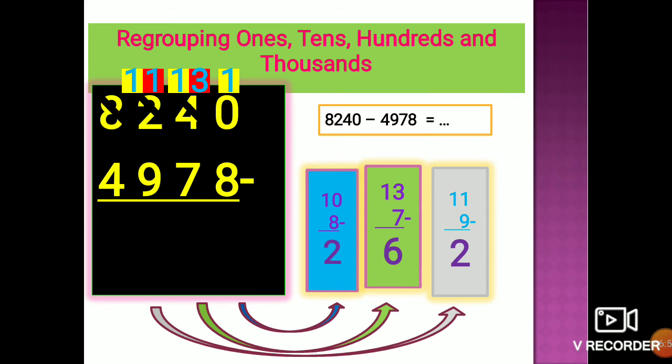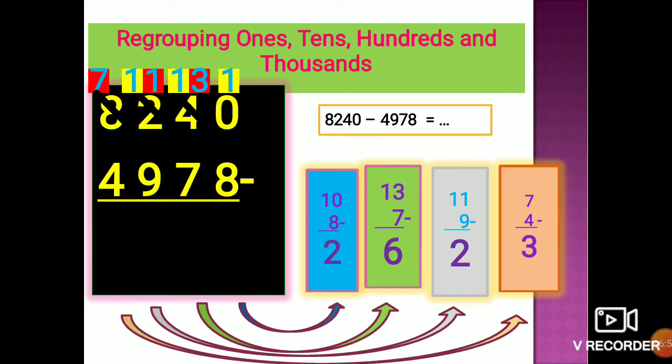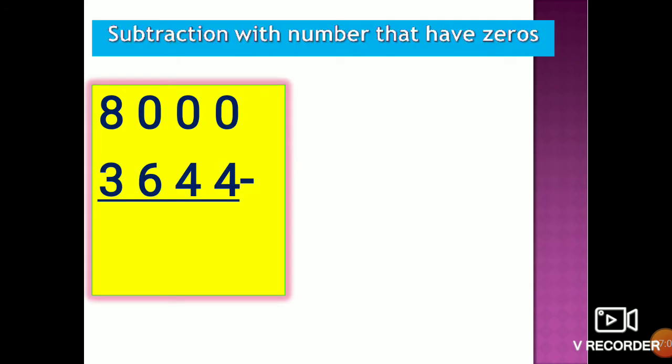Awesome. And now 8 changes into 7. And then 7 minus 4 equals 3. And the result will be, yes, 3262.